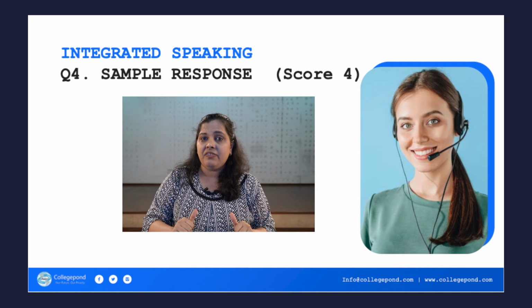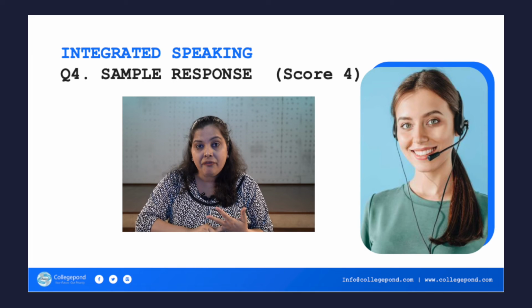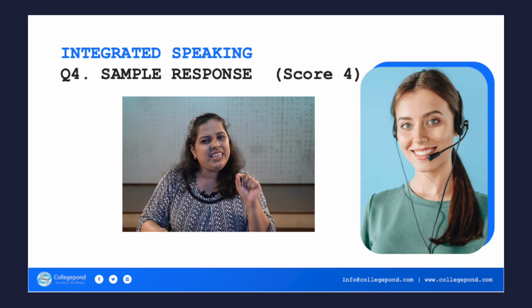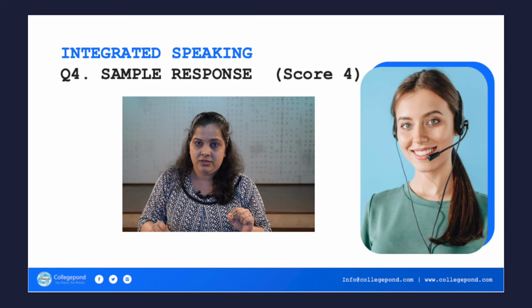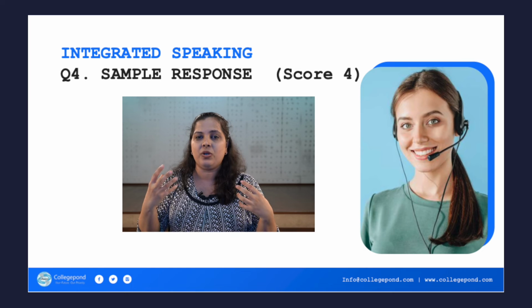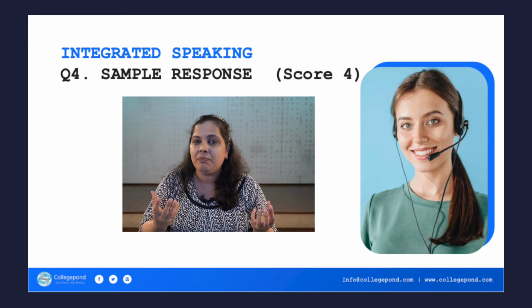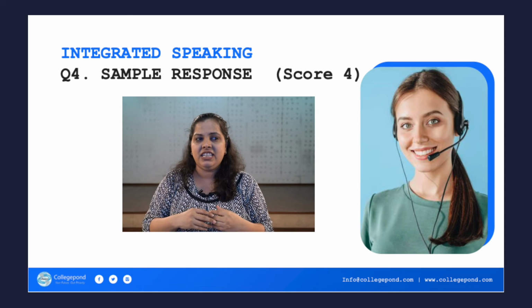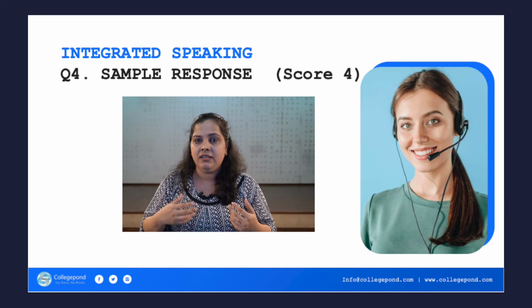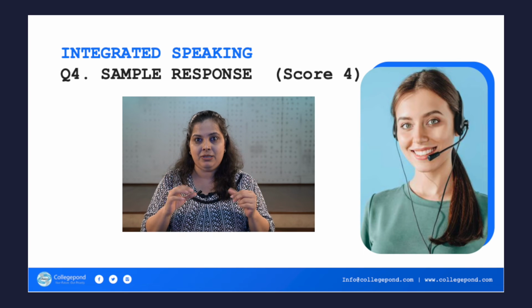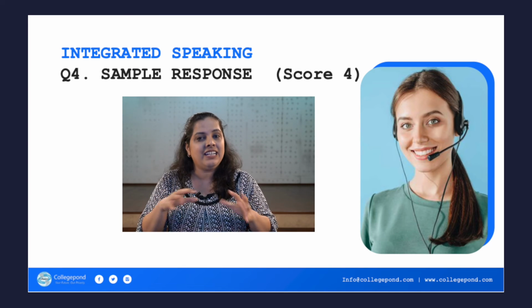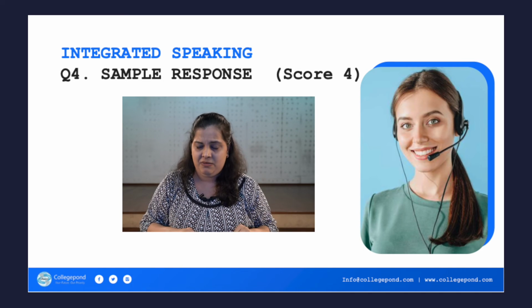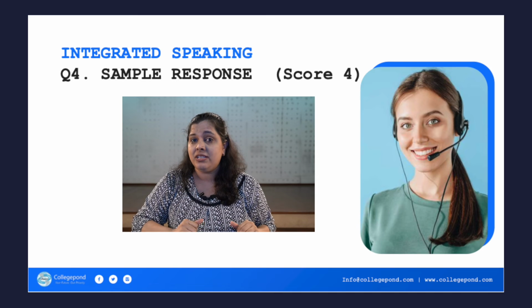If you noticed very carefully, she did not have a lot of fillers. She did not have too many grammatical errors. There was slight hesitation towards the end where she was trying to recollect what was the word that the professor had used. The professor had used the word legal tender, and she repeated the word legal, trying to remember the word tender. But she recovered very quickly from that and she said legal money, which is synonymous. It's okay.